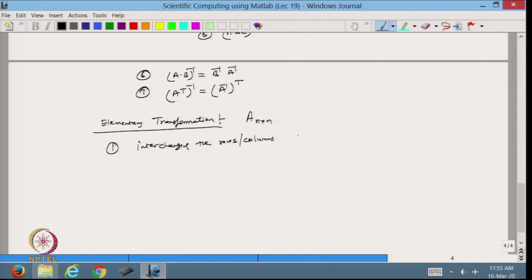Suppose I represent rows by R, so I can write R_ij. It means I am interchanging the ith and jth rows. Or if I write C_ij, that is for the columns.